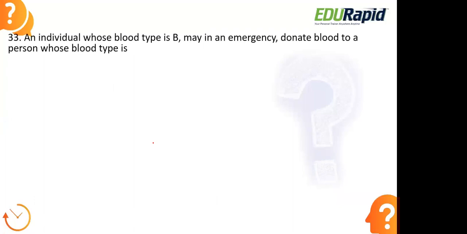An individual whose blood type is B may in an emergency donate blood to a person whose blood type is: B or A, AB or A, or O, AB or B.